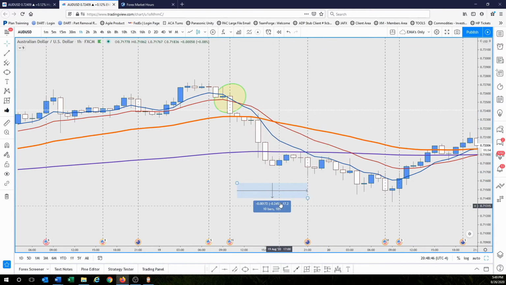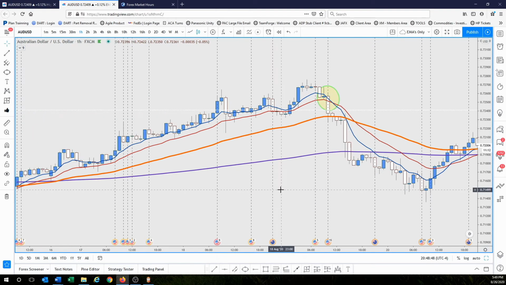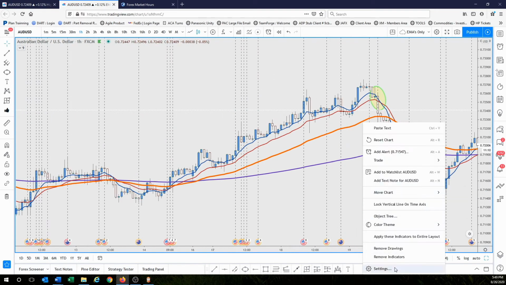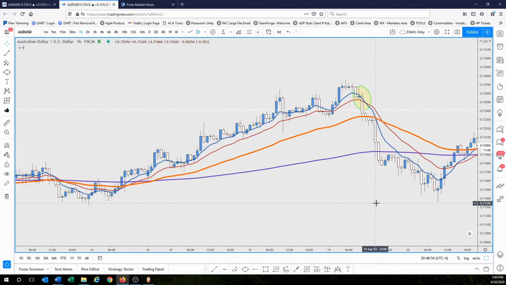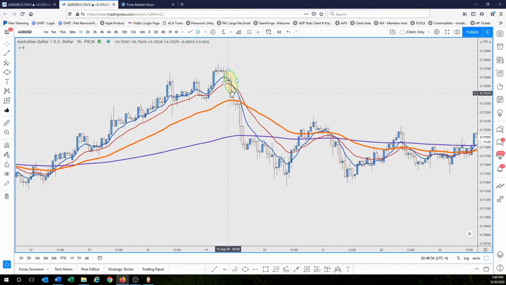So they said you can trade news events. Let's get rid of this. It's showing too many events right now. So you could trade news events.